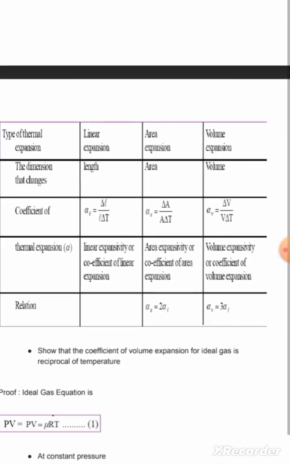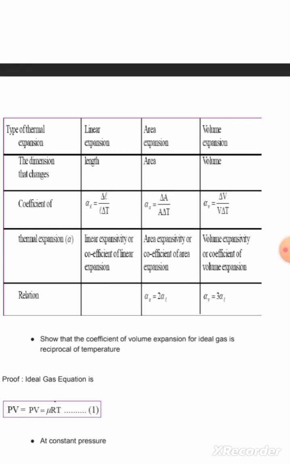Here we are given types of thermal expansion, the dimension that changes, coefficient of thermal expansion, and the relation. First is linear expansion. The dimension that changes is length. Coefficient of linear expansion is alpha, delta L by L delta T. Next we have areal expansion, that is delta A by A delta T. That is twice of linear expansion. And we have volume expansion, delta V by V delta T.